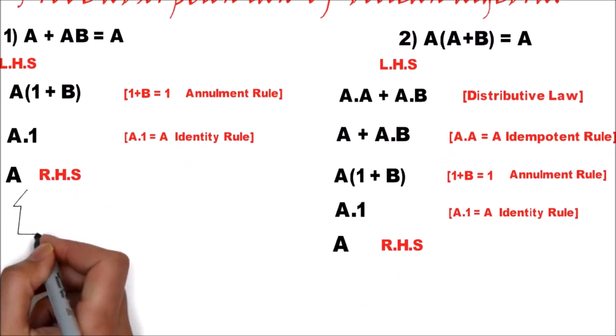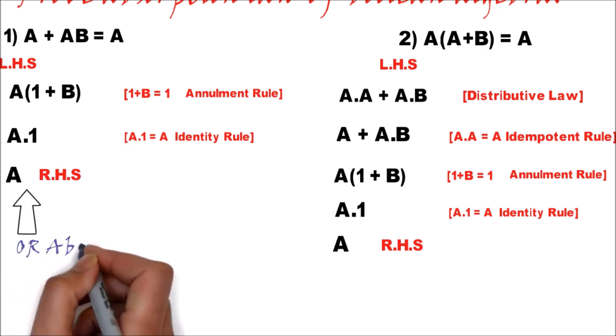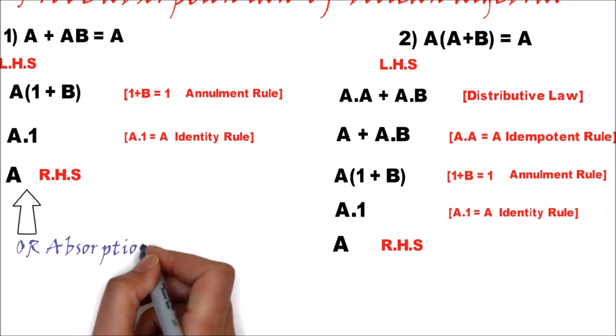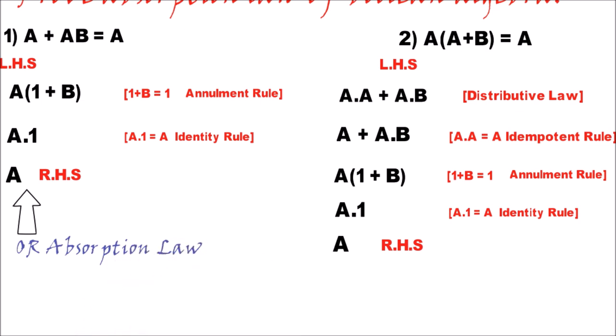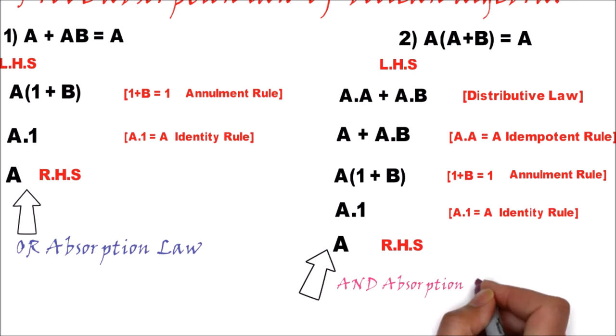Now the first statement which we have proved is called the OR absorption law, or absorption law of addition. And the second statement which we have proved is called the AND absorption law, or absorption law of multiplication.